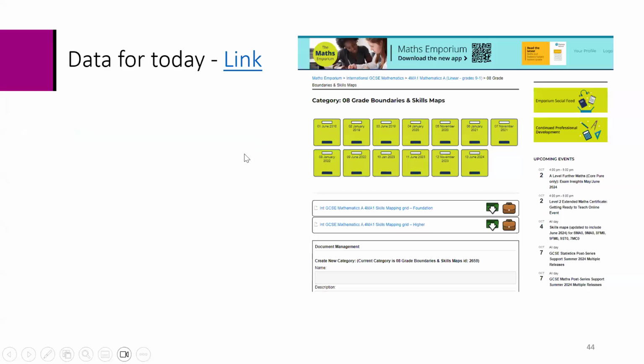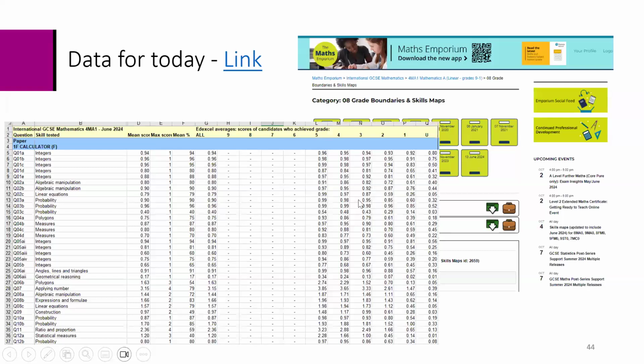The data for today is on the Maths Emporium. So we've got folders on there. All this data came from Results Plus, which you can download yourself, but it's on the Maths Emporium.